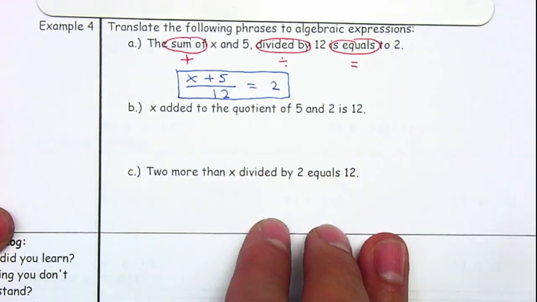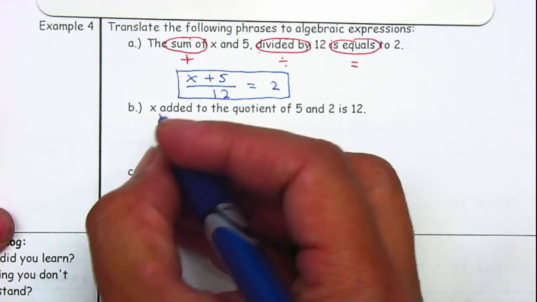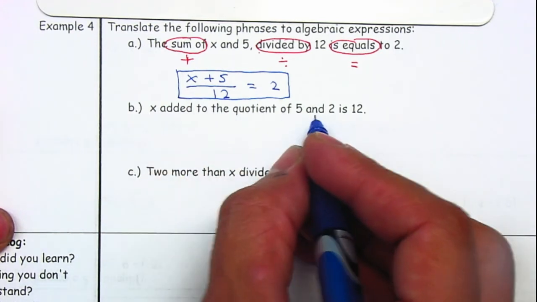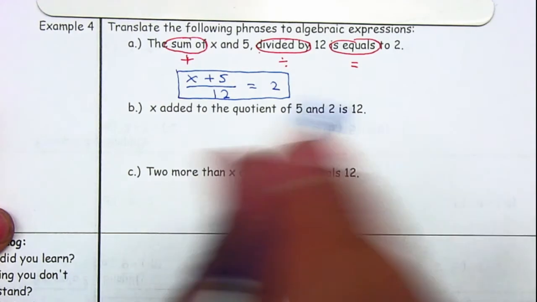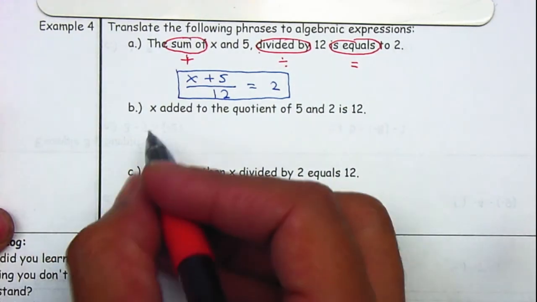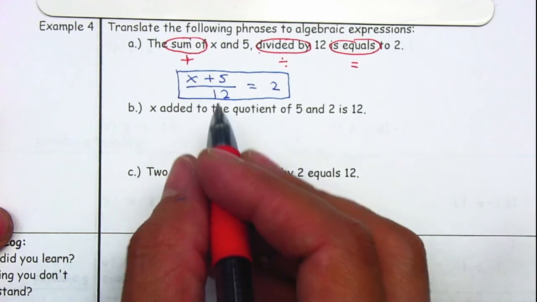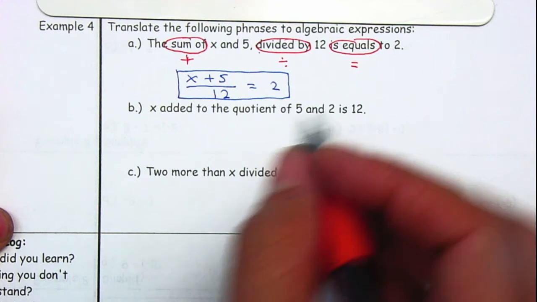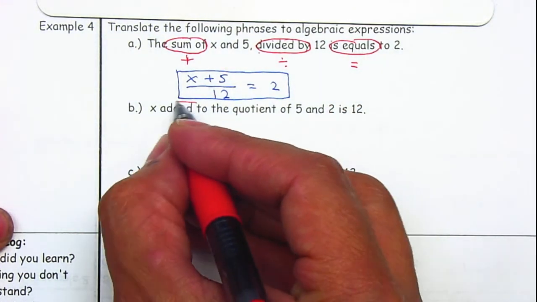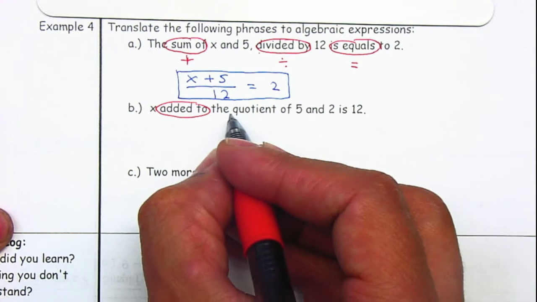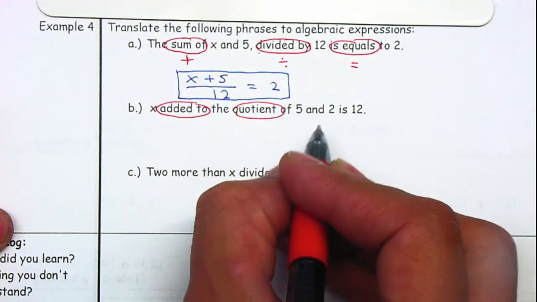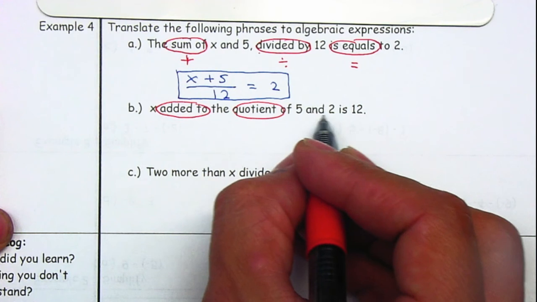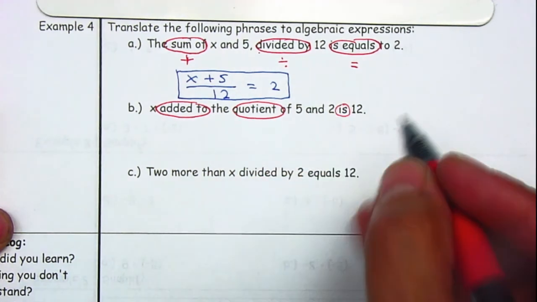So let's go through the same process on letter B. On letter B, we have x added to the quotient of 5 and 2 is 12. So with your red pen, I want you guys to think about what are the keywords that are going to give you operations within your expression. In this case, we have added, 2, very good. The quotient of 2 and 5 and is.